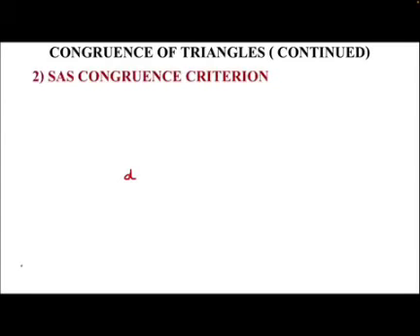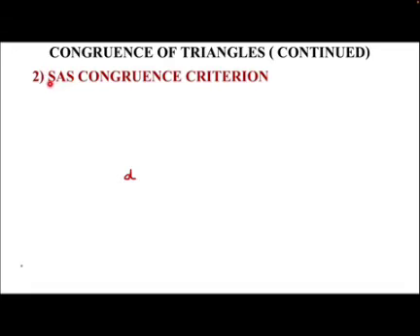Let's next move on with the criteria. The next congruence criterion for triangles is called SAS congruence criterion. The previous criterion was SSS. So you matched the three sides of one triangle with the corresponding three sides of the other triangle and proved that those two triangles are congruent. Okay, now using SAS congruence criterion, we are going to prove the congruence of triangles.